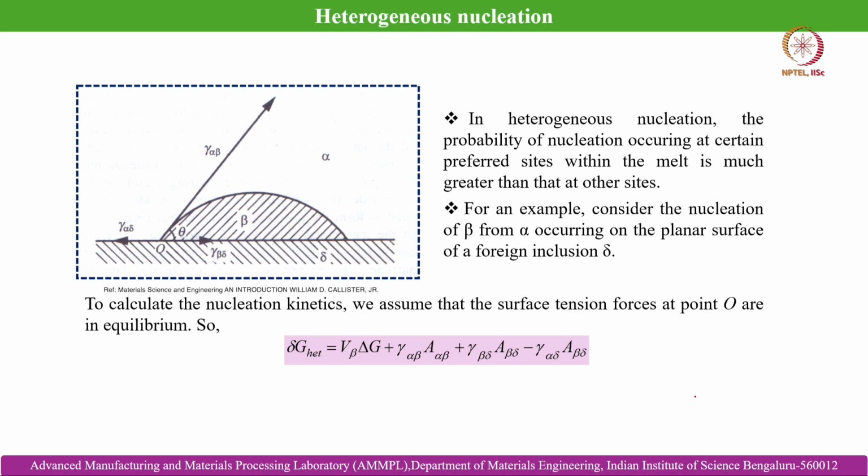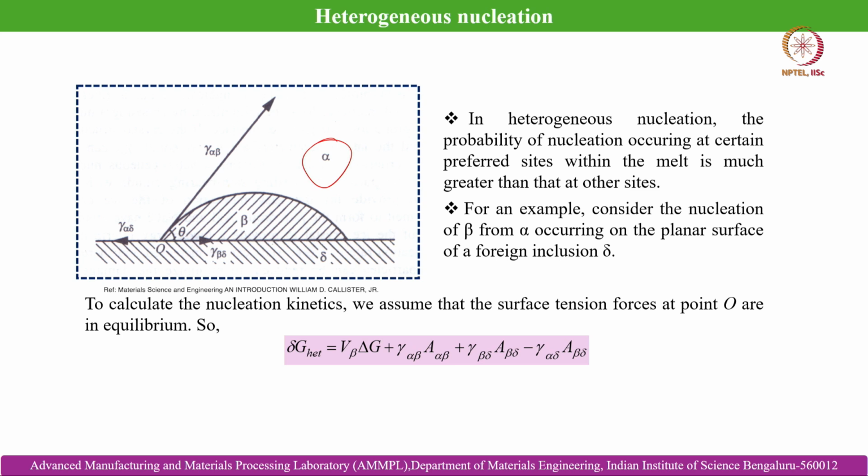For example, you can see in this slide a nucleation event of a product particle beta shown over a foreign inclusion delta within a liquid melt of alpha. The product particle which is nucleated over delta makes an angle between the base substrate and the liquid solidifying front. That angle is theta.